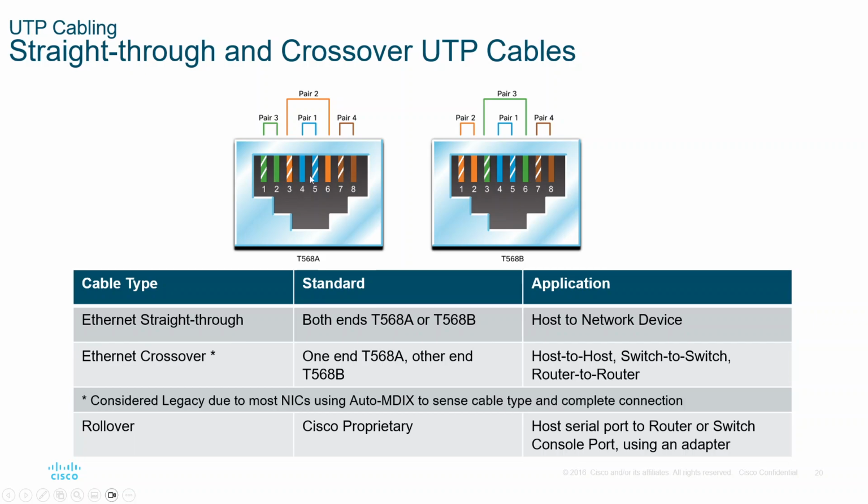The color pattern is different on both ends. As you can see, one end is called T568A, which is a standard. It starts with green white, green, orange white, blue, blue white, orange, and brown white and brown. And look at the other one. It's different. The first one is orange white, orange, green white, and blue, and so on. So that's the crossover cable.